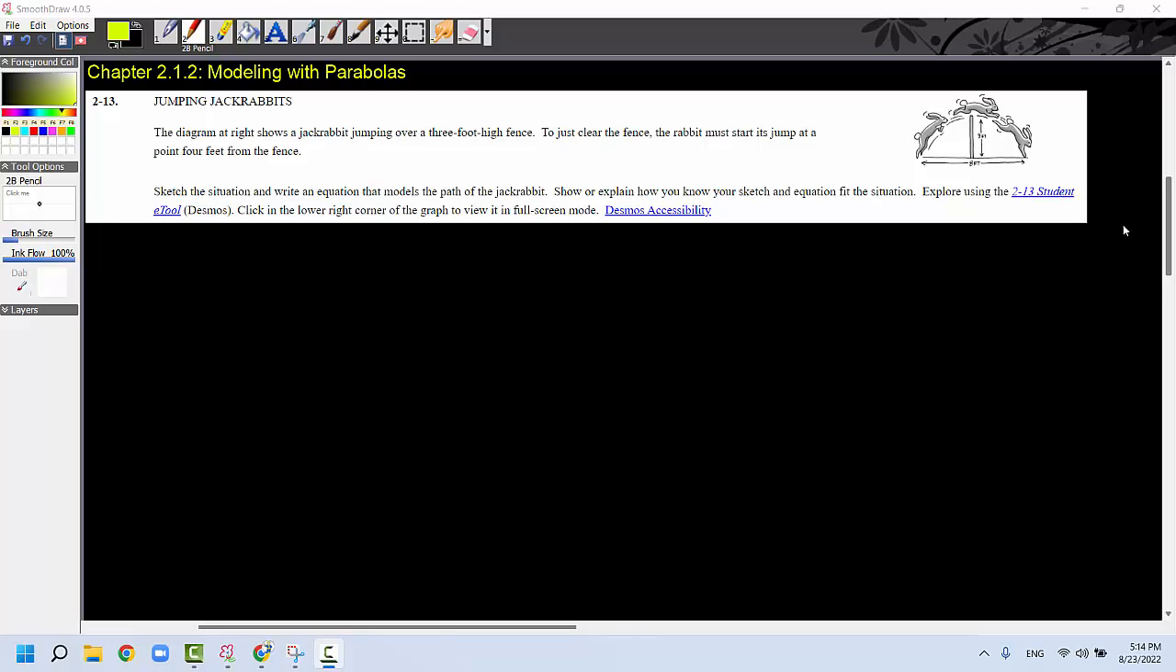In today's episode, we're going to be discussing Chapter 2.1.2, which is Modeling with Parabolas. This will be the second time we've encountered the whole idea of modeling in mathematics. What they mean by modeling is coming up with an equation that represents the situation, a mathematical equation that represents the situation at hand.